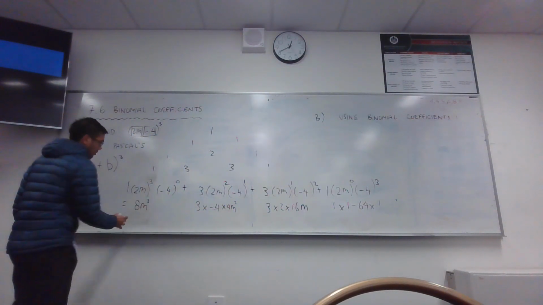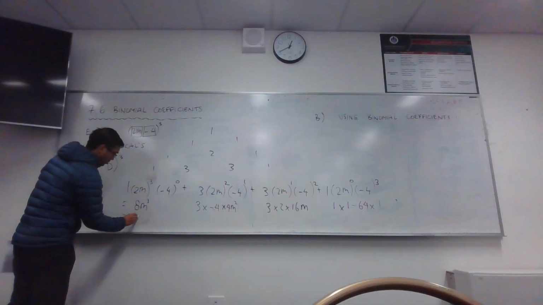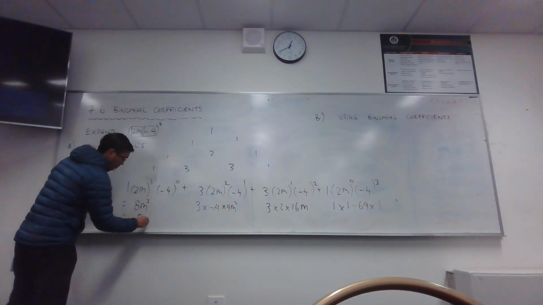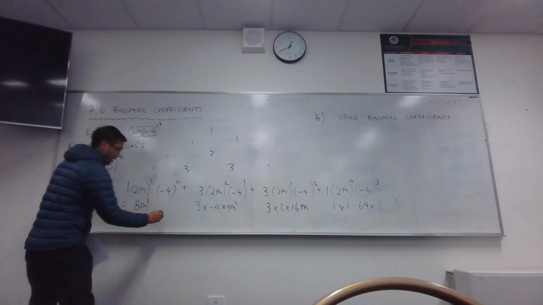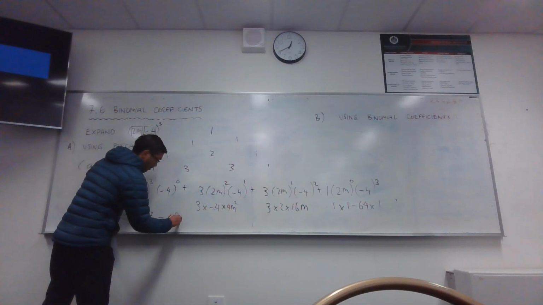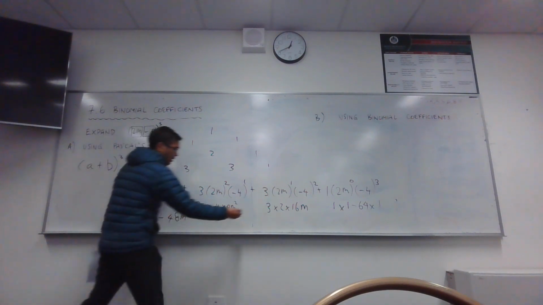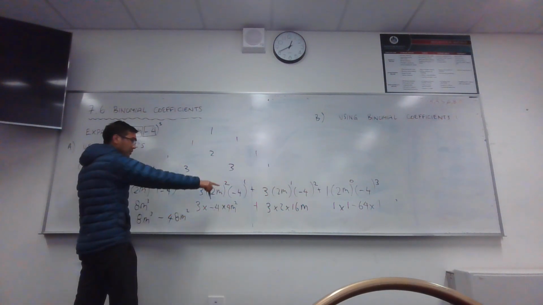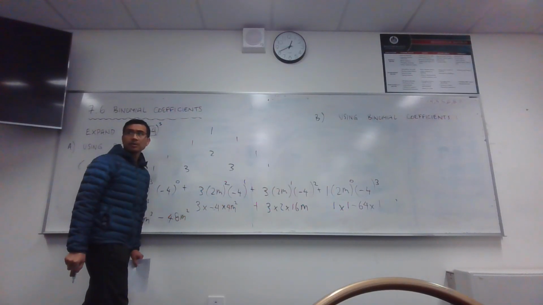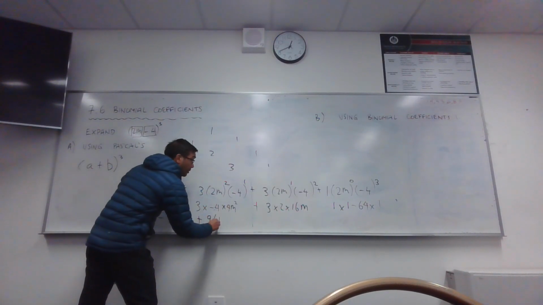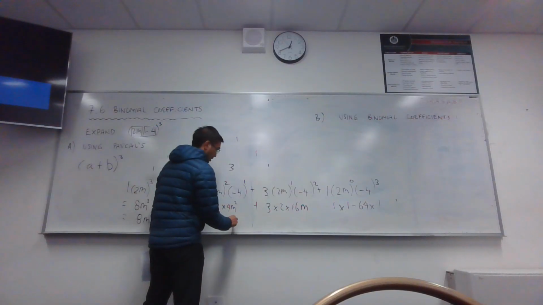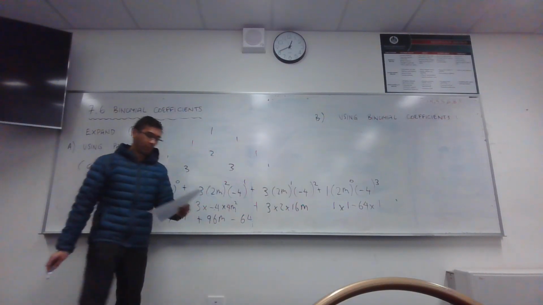Okay. So we have 8m cubed. 3 times 4 times 4 is a negative 48, I think. I missed the positive here. 3 times 2 times 16, 6 times 16, is 96. Minus 6m, and don't forget negative 64.